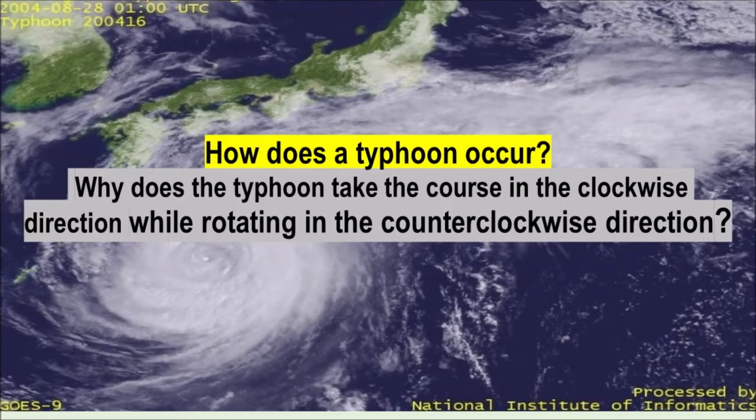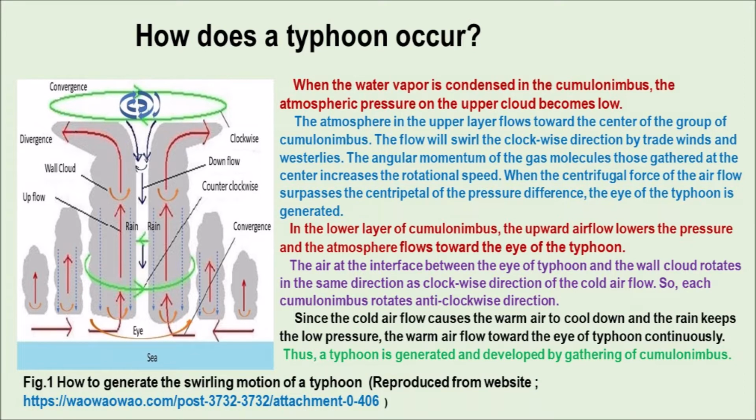How does a typhoon occur? Why does the typhoon take the course in the clockwise direction, while rotating in the counterclockwise direction? How does a typhoon occur?